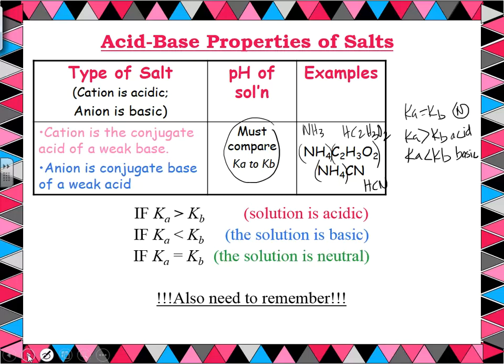Now you also need to remember this. This is a formula that's very important. Ka times Kb is always equal to Kw. The Ka times the Kb, and this is talking about when you have a conjugate acid-base pair, like with ammonia and the ammonium ion. Ka times Kb equals Kw, which is 1 times 10 to the negative 14.